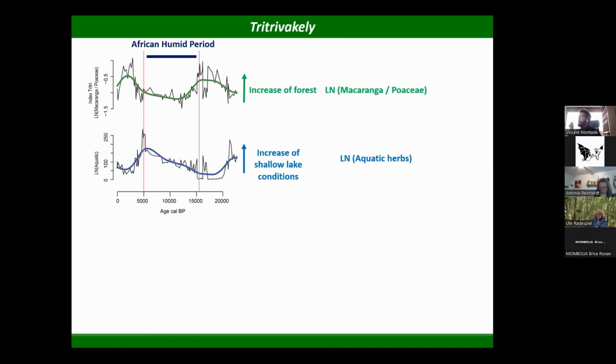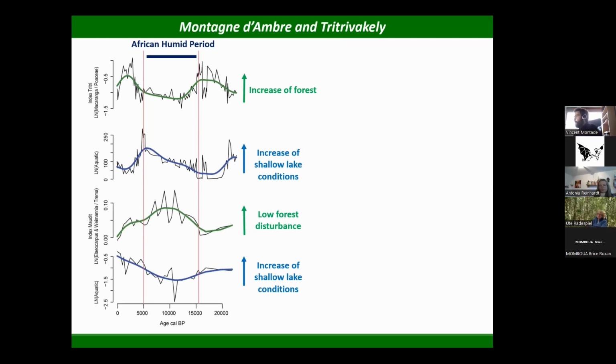And I also normalized the aquatic herbs, as I did in Montagne d'Ambre in the north. When you have a low value of aquatic herbs, this shows a decrease of shallow lake conditions, and when you have an increase of the normalized aquatic herbs, this shows an increase of shallow lake conditions. That means you have an increase of shallow lake conditions from 15,000 to 5,000 before present during the African humid period, and at the end of the African humid period, you have forest development and the decrease of shallow lake conditions. So it is an interesting pattern when we compare to the north.